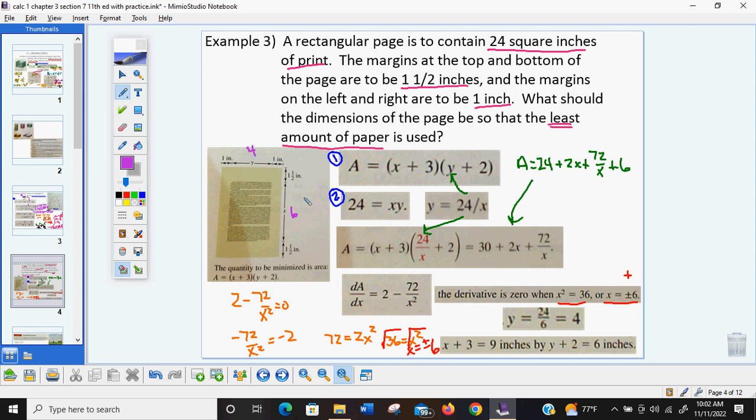So the dimensions of this side would be 6 plus 3, which is 9. And the dimensions of this side would be y plus 2, which is 6. So our paper would actually be 9 by 6 to get the least amount of paper used, which would minimize the area.